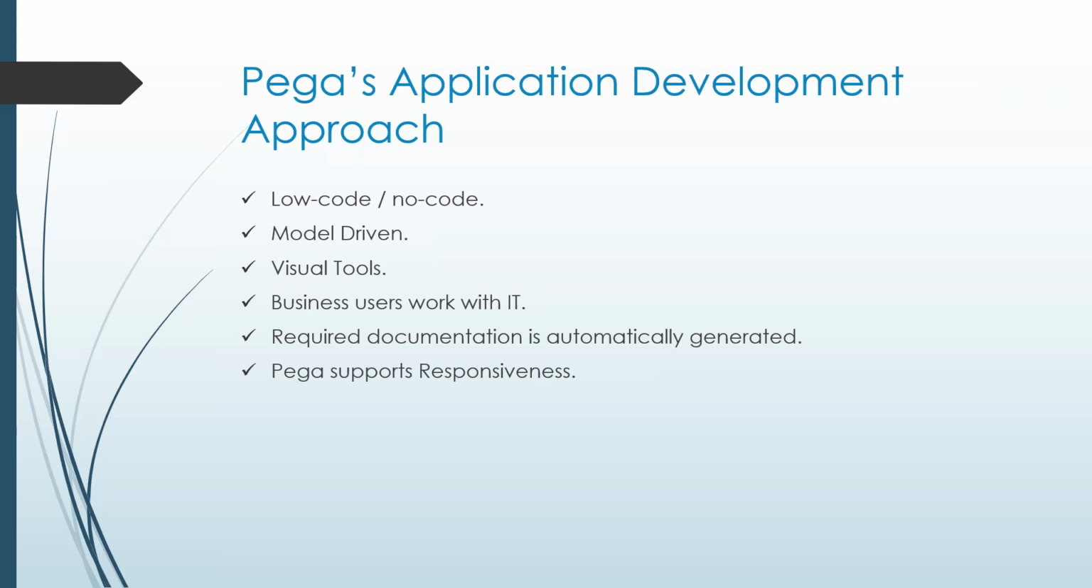Which means for each channel, you should define a separate application. Correct? But that is not the case with Pega. You create or you develop the application once, and that can be used across multiple channels with the same look and feel. That is basically what responsiveness is about.